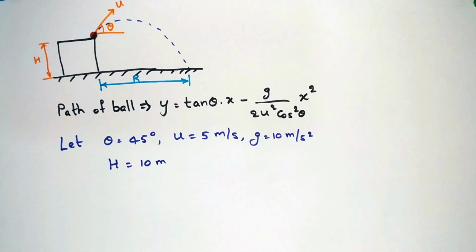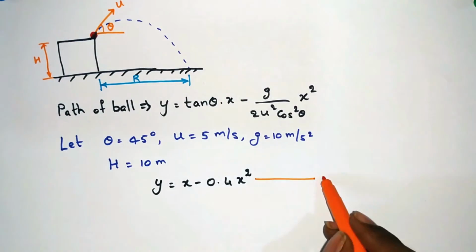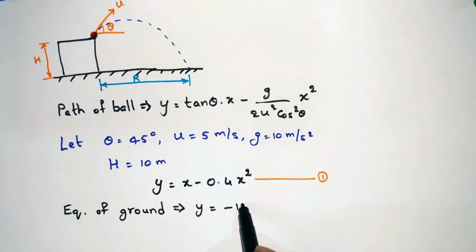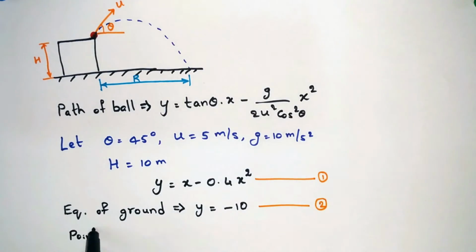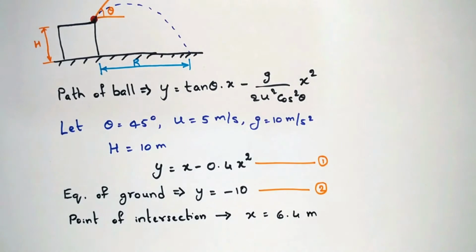On simplifying, you will get the path of the ball as y equal to x minus 0.4 x square. Since the ground is 10 meter below the origin, the ground plane is taken as y equal to minus 10. And now solving these two equations, we will get the point of intersection at x equal to 6.4 meters. Therefore, range is 6.4 meters.